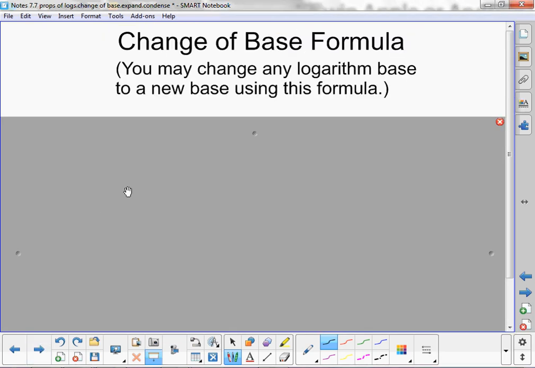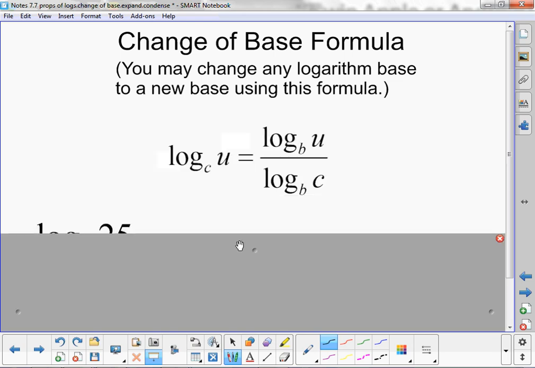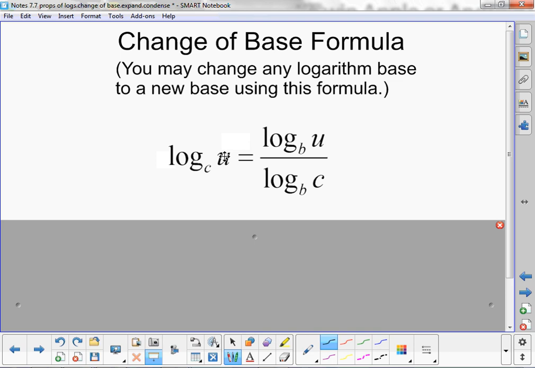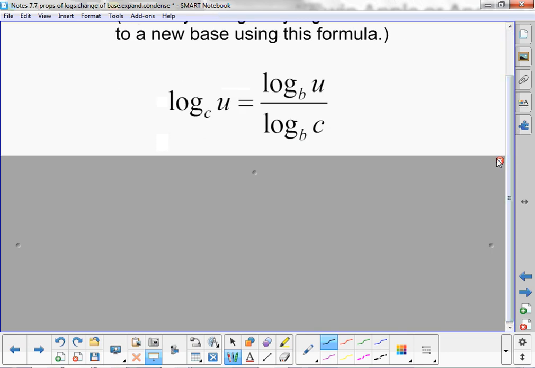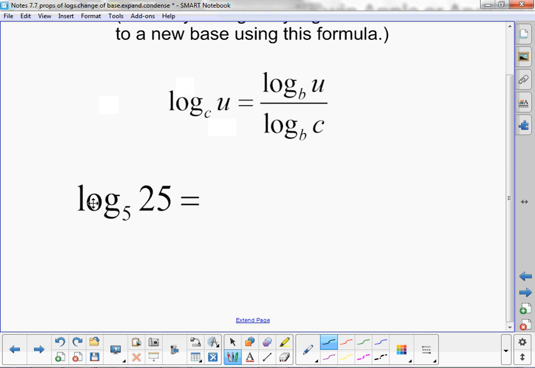Okay, quick time check. Change of base formula. You may change any logarithm base to a new base using this formula. If you look at this formula, log base c of u equals log base b of u over log base b of c. Technically, the only base we're really going to want to turn it into is base 10 or base e, because then we can plug it into our calculators and get a nice neat number. So for example, log base 5 of 25. We already know the answer to this is 2, because 5 squared is 25. But using the change of base formula, I can change this base c, right now a 5, into any base I want.